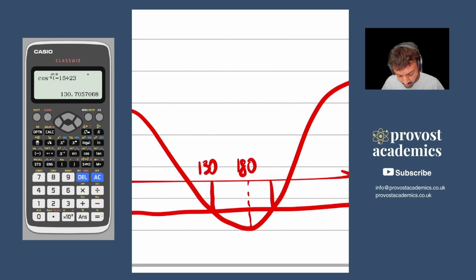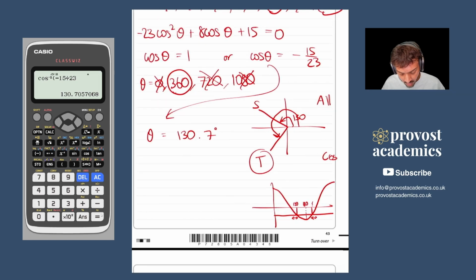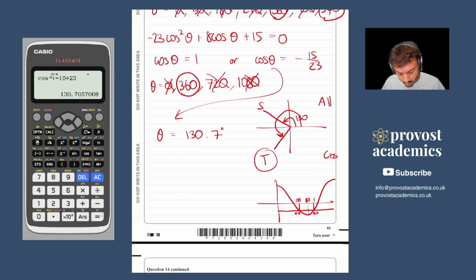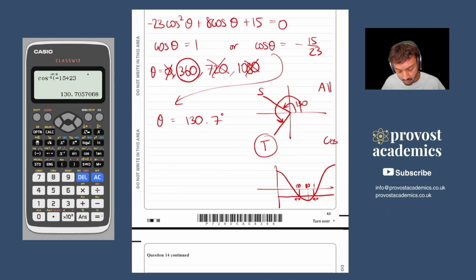We need to find what this one is. Now, luckily for us, we can see that it'll be the same distance from 180. It'll be basically the same distance. So what we can therefore do is, if we find what this bit is, this difference that we want, then we can basically figure it out from 180.